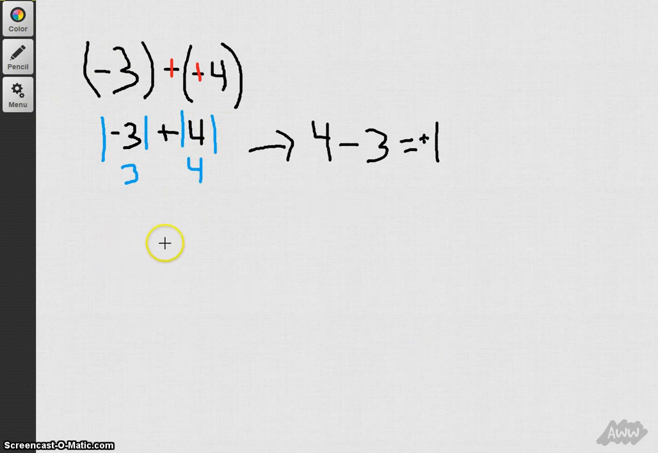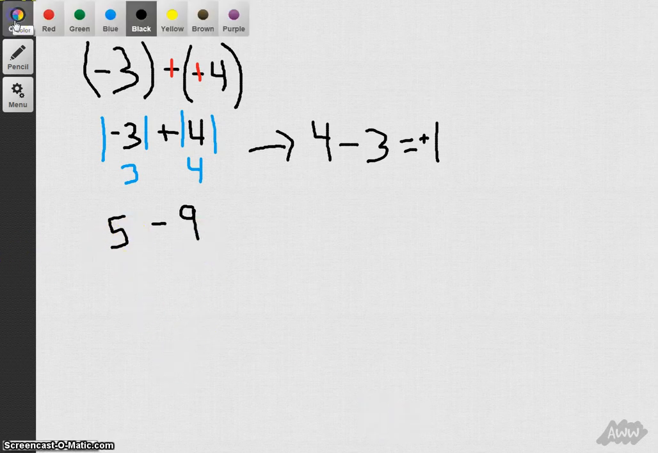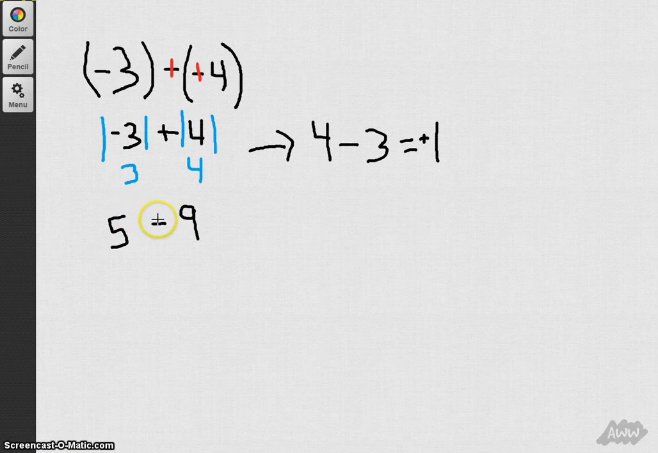Okay. Well, let's say we have another type of problem. Say I have 5 minus 9. So that's a positive 5 and a positive 9. Again, what's great about subtraction is you can change it to addition. So this now becomes a plus. I changed the sign. This was positive, so now it becomes negative.